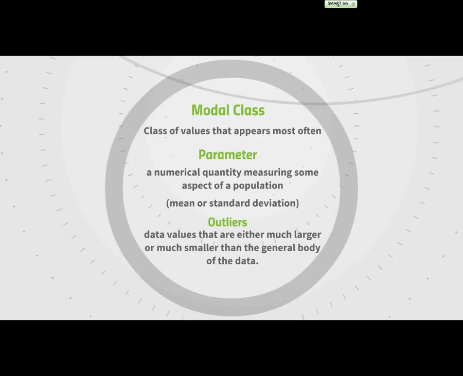And last but not least are outliers, data values that are either much larger or much smaller than the general body of the data. Have you guys heard of outliers before? Maybe? I always thought with outliers you just eyeballed it and you're like, huh, that number looks real big, it's probably an outlier, or that number looks very small. But in the middle of this chapter, we'll learn there's actually a mathematical way to calculate if a number is an outlier or not. It's not just, hey, it's really big, there's actually a way to calculate that.